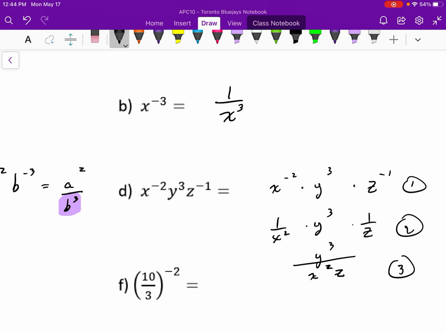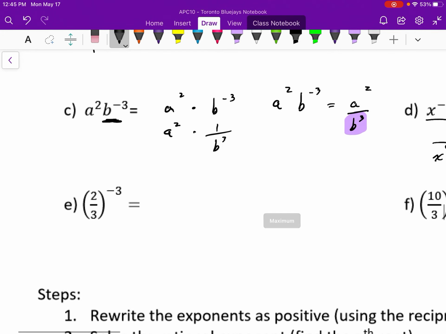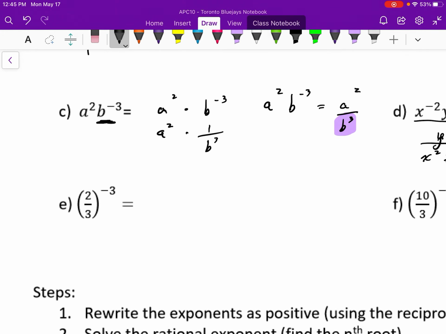And as long as you know this foundational knowledge, you can use this idea where if my exponent is negative, and if I move it to the denominator, it becomes positive. So right away, I know that this is y cubed divided by x squared times z. All right. This is a great question.